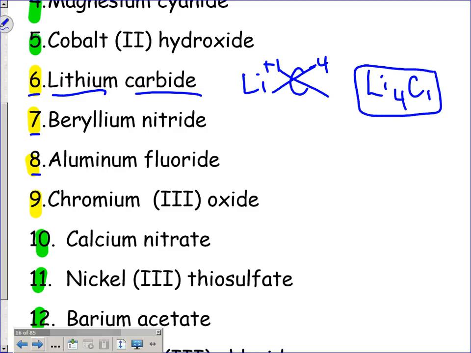So you don't have to put +1 either, you can just put plus. Don't put the charges down here. Put them up here so I know that you know your charges, but then when you crisscross, drop the sign.